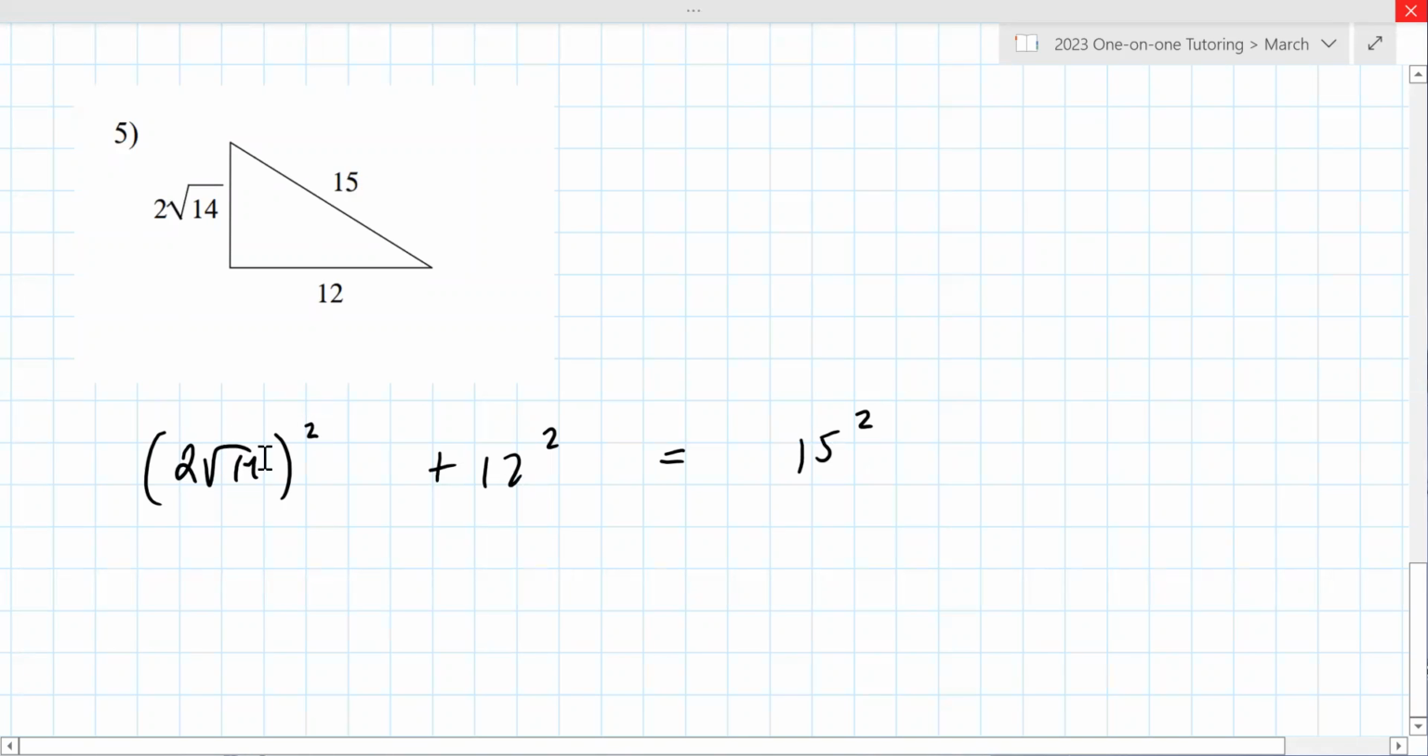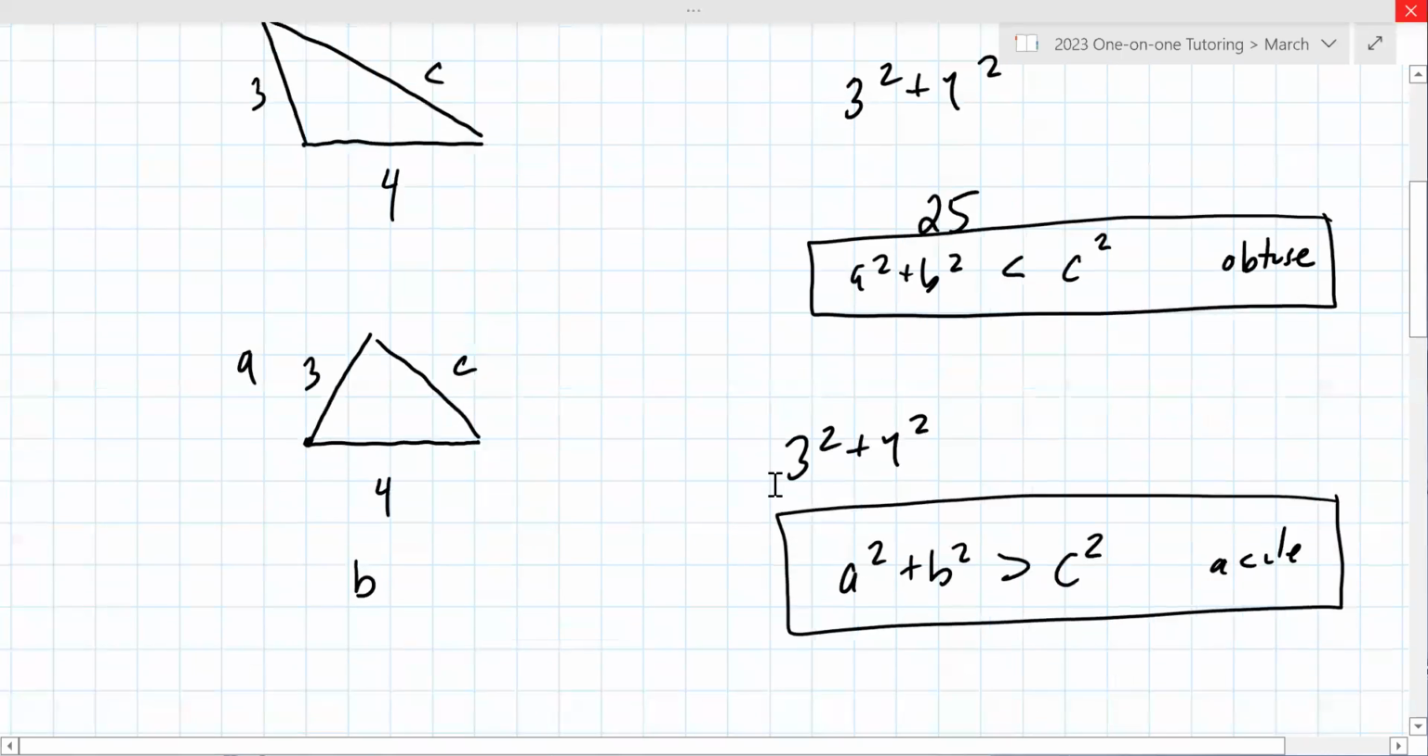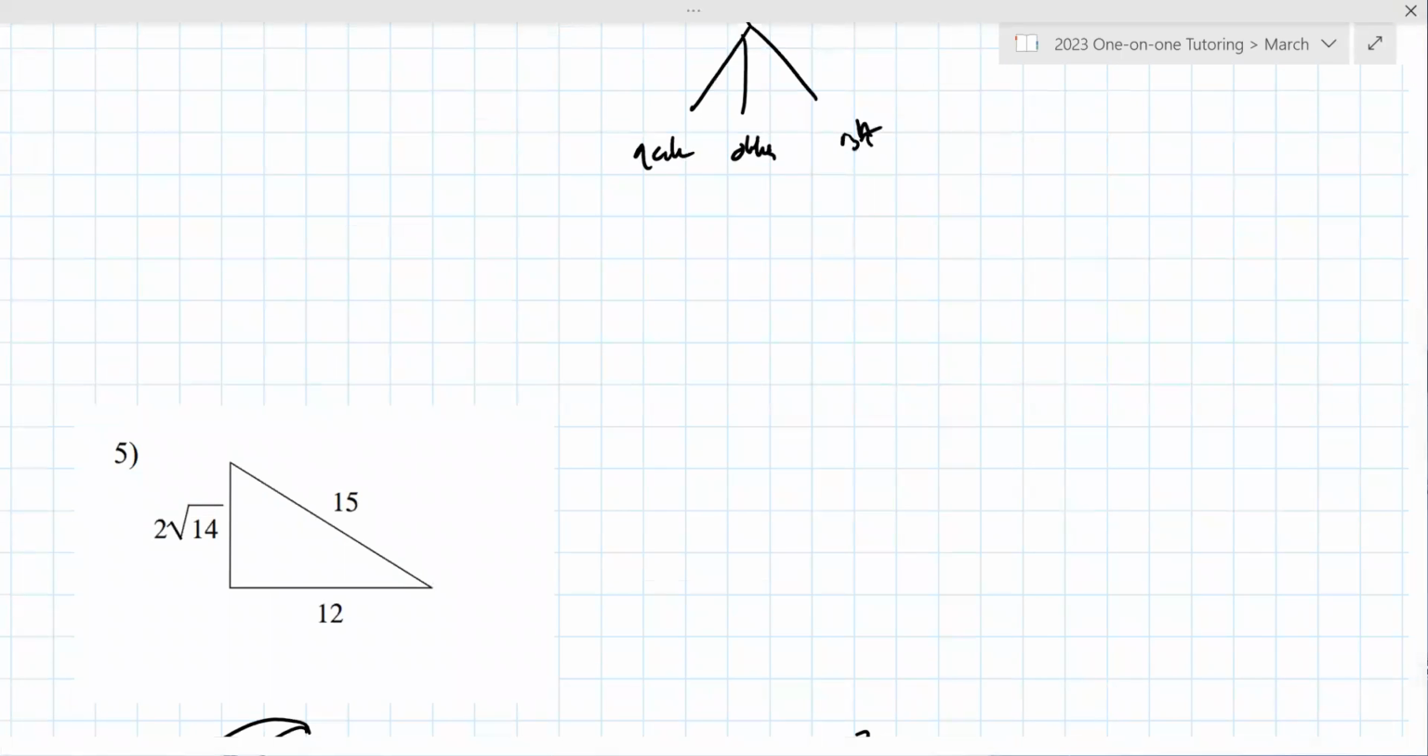When you square a square root, it undoes the square root. So it would just be 14 times 2 times 2, so 14 times 4, and that would be 56. And I do 56 plus 144, which gave me 200. And I do 15 times 15, which gave me 225. Okay, so what's your answer here? Obtuse. It is obtuse again. Good. Okay. I think you've got that down.